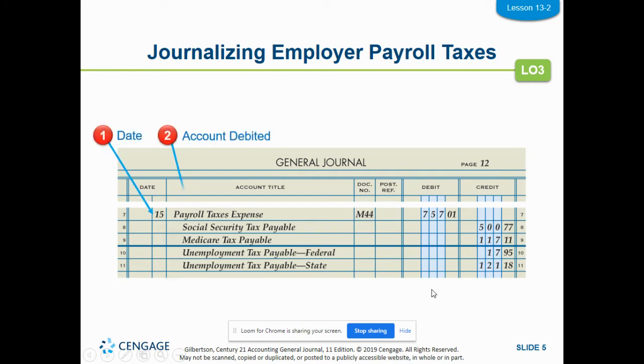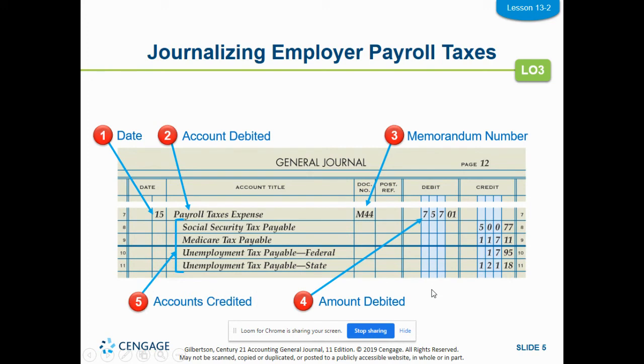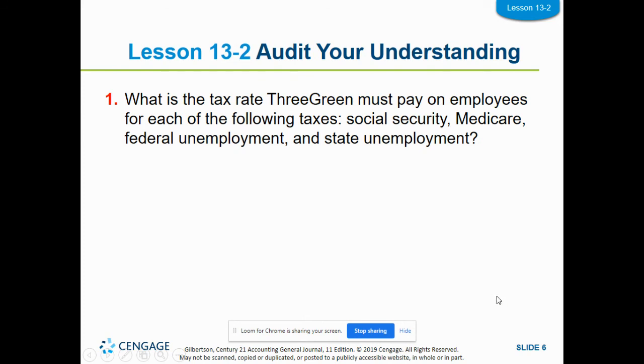So you do the debit, the memo, then you do your accounts that are going to be credited. And again, remember, these are the taxes that the employer is paying, not what's being withheld from the paychecks of the employees. This is all on the employer. So that's 13.2.